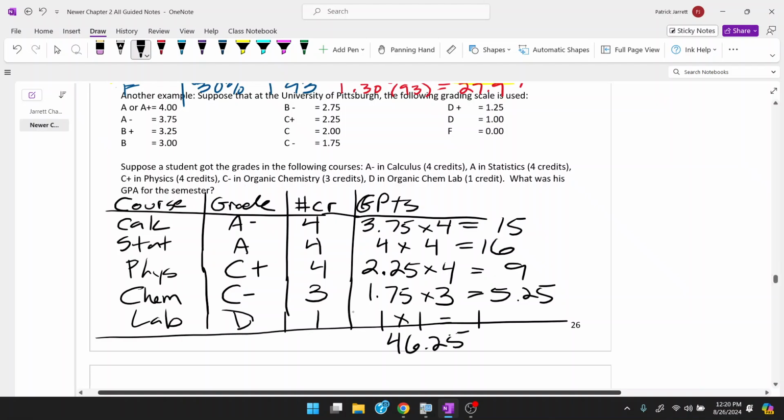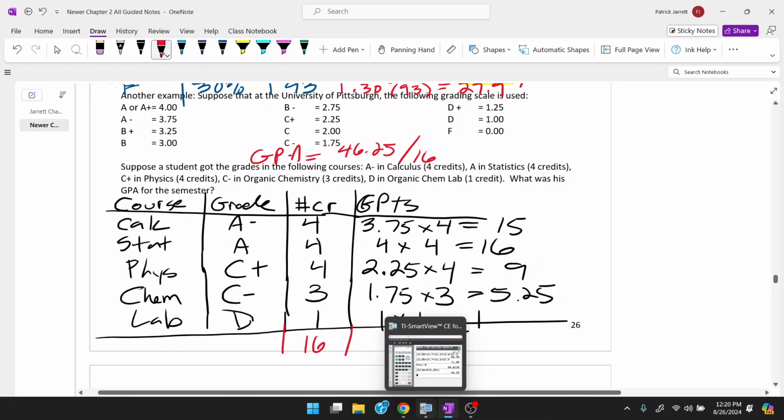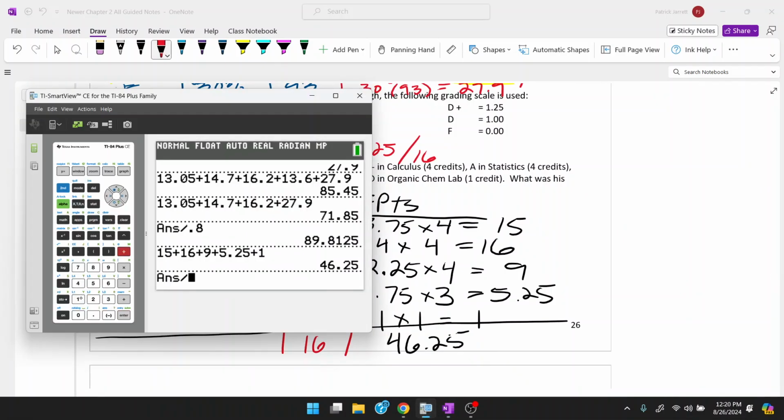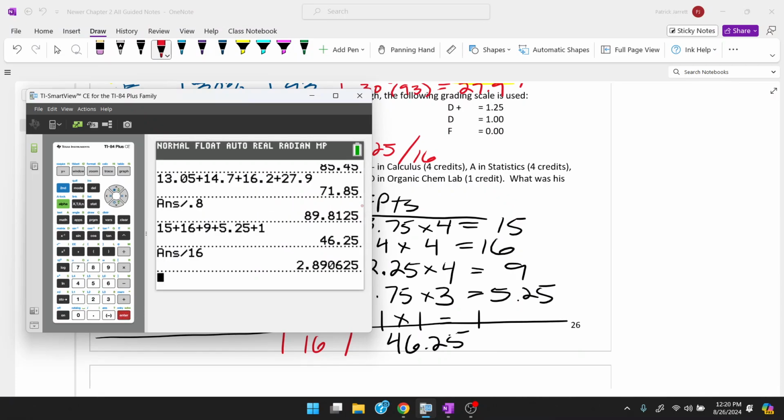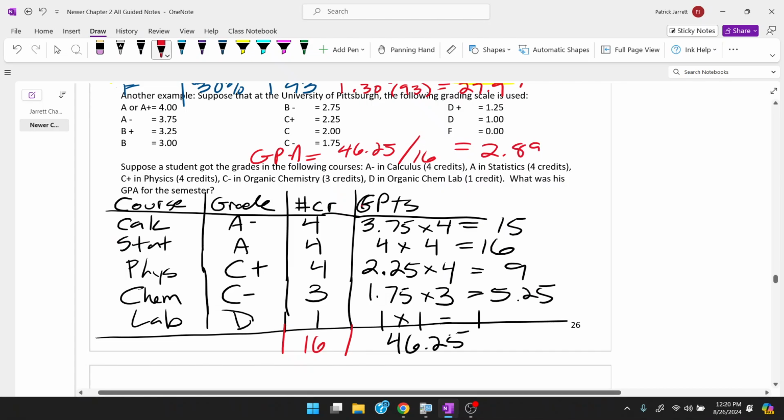Now, you can't just divide by 5 here. How many credits were taken? So the GPA is 46.25 divided by 16, which is a 2.891. So that's what I got that semester. I mean, I can't complain. That was some hard coursework.